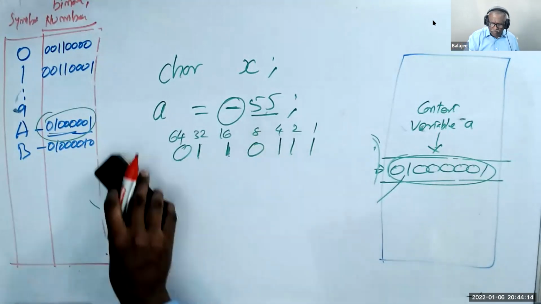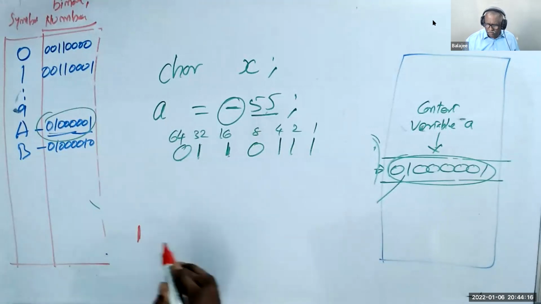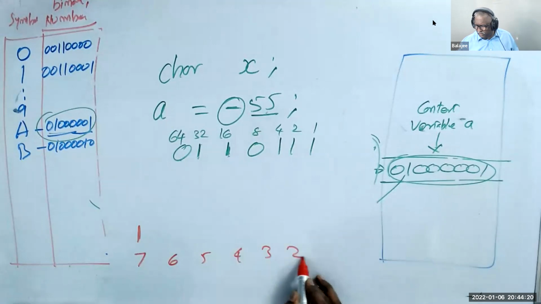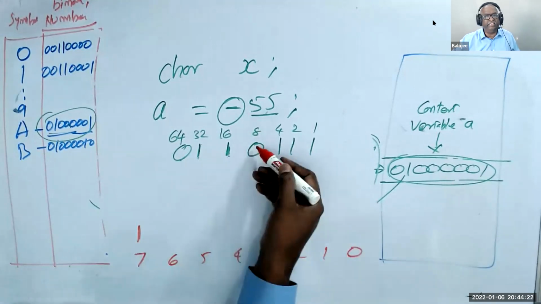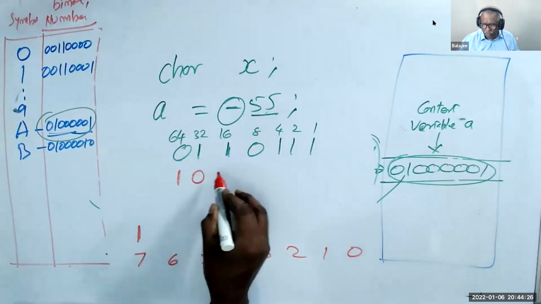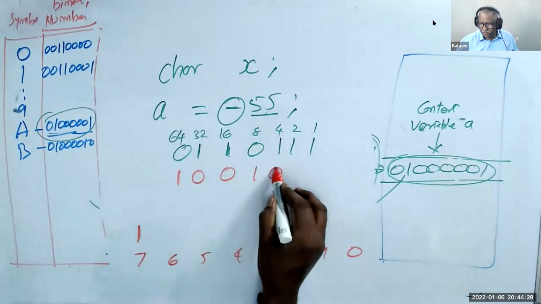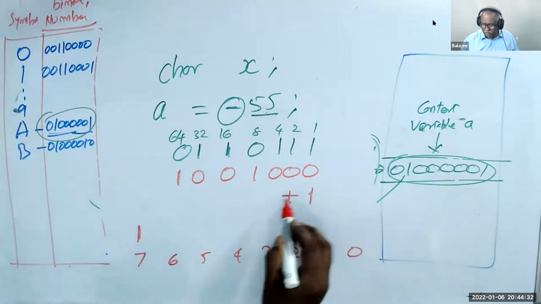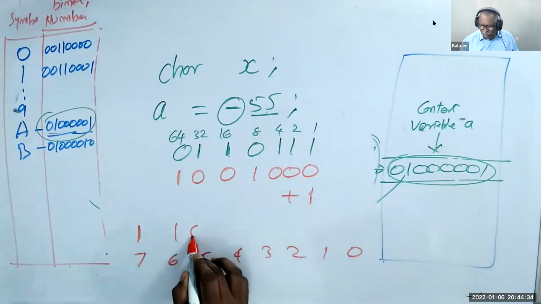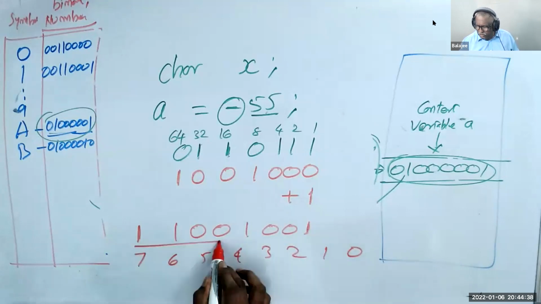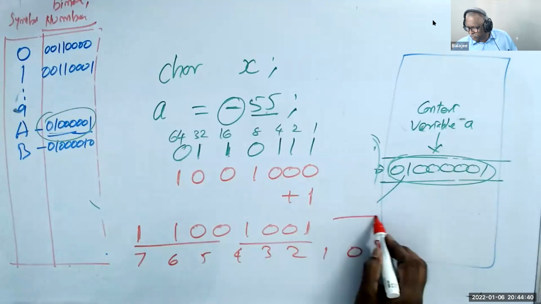Let me write it at the bottom. 1, that is the 7th bit, then 6, 5, 4, 3, 2, 1, 0. We take the one's complement, that means 0 will become 1, 1 becomes 0. Then we add 1. It becomes the 2's complement. So the number will be this, and this is what's stored in your memory.